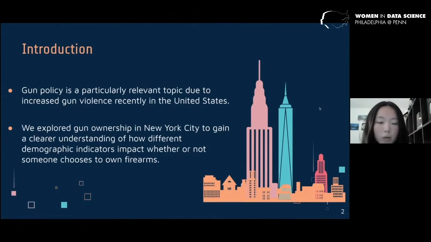We explored gun ownership in New York City to gain a clearer understanding of how different demographic indicators impact whether or not someone chooses to own firearms. We chose to specifically study New York City because of the high concentration of gun-related violence in that region.